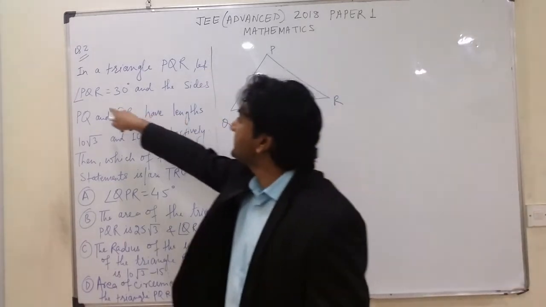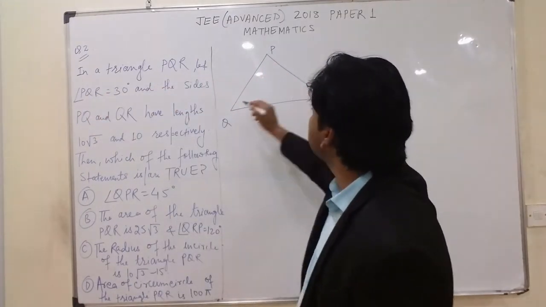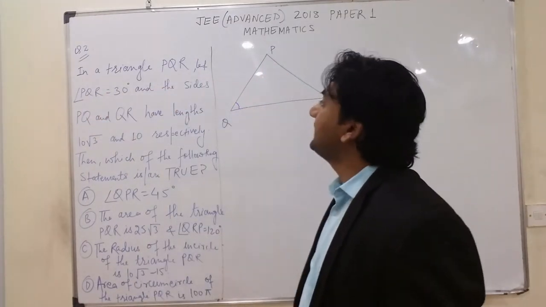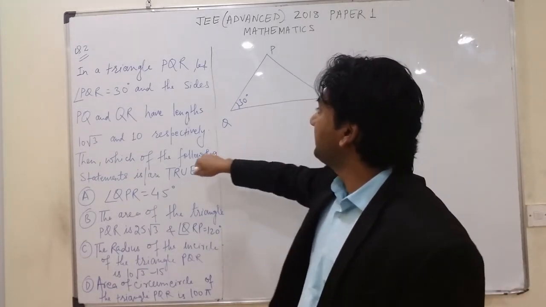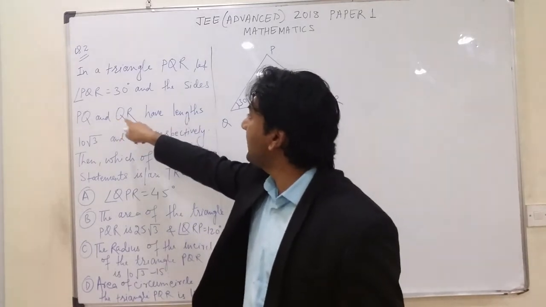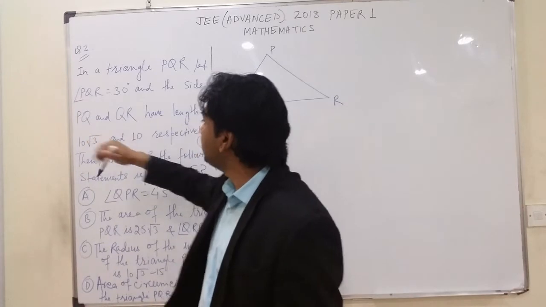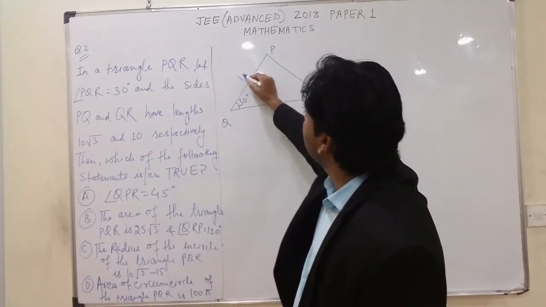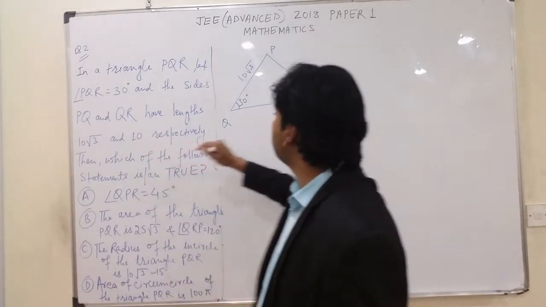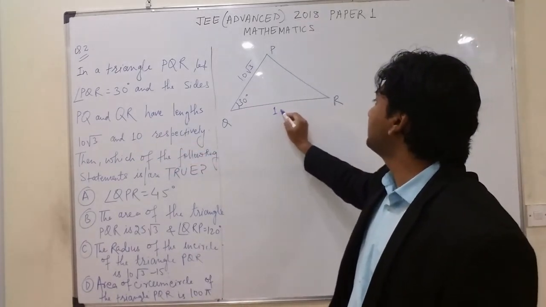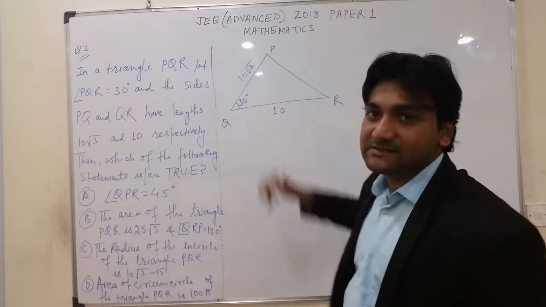And over here, what is given? Angle PQR means we have this angle at Q, which is 30 degrees. Okay, that's fine. Next, PQ and QR have lengths 10 root 3 and 10. It means PQ has length 10 root 3 and QR has length 10. Okay, so now we have these lengths and this angle.